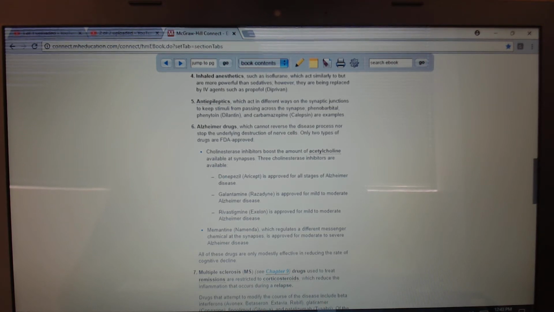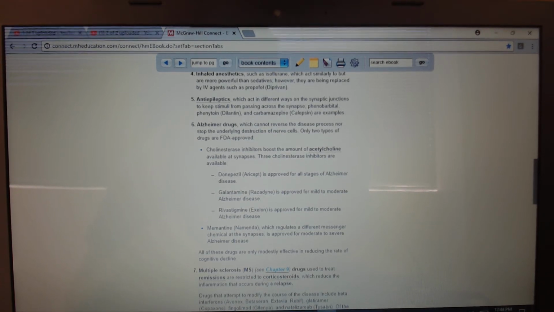Memantine, Namenda, which regulates a different messenger chemical at the synapse, is approved for moderate to severe Alzheimer's disease. All of these drugs are only modestly effective in reducing the rate of cognitive decline.